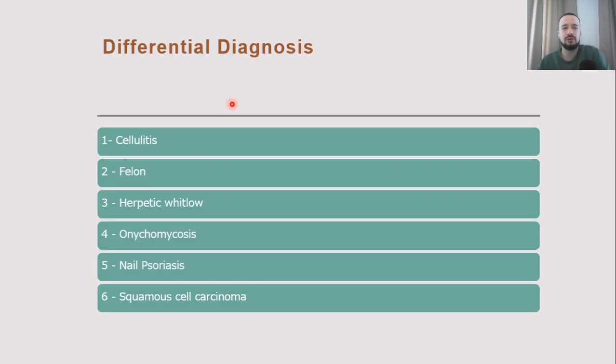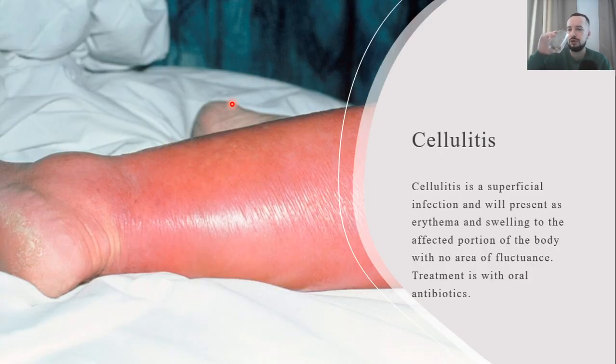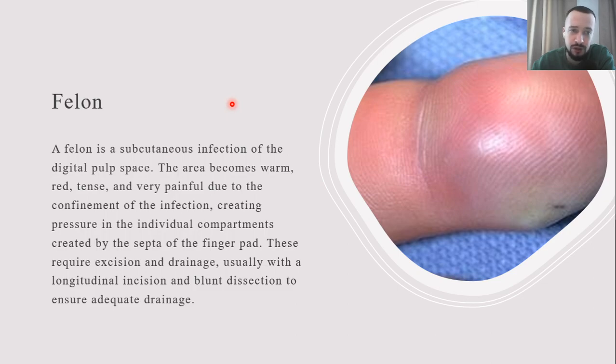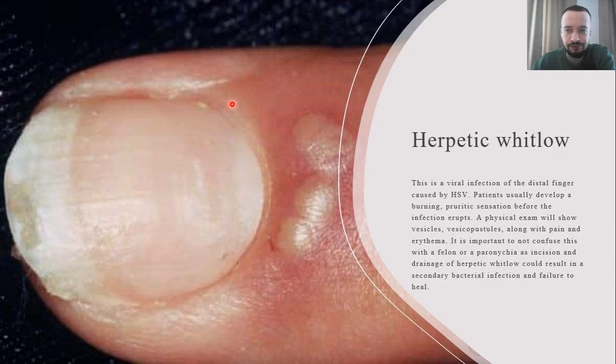Differential diagnosis. First of all, we talk about cellulitis. It's a superficial infection and will present as erythema and swelling to the affected portion of the body with no area of fluctuance. Treatment is with oral antibiotics. Felon is a subcutaneous infection of the digital pulp space. The area becomes warm, red, tense, and very painful due to the confinement of the infection, creating pressure in the individual compartments created by the septa of the finger pad. This requires excision and drainage, usually with a longitudinal incision and blunt dissection to ensure adequate drainage.